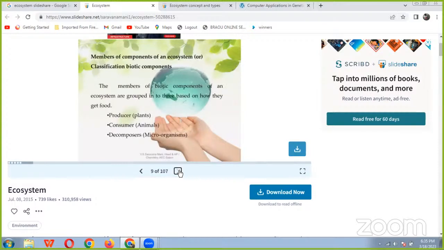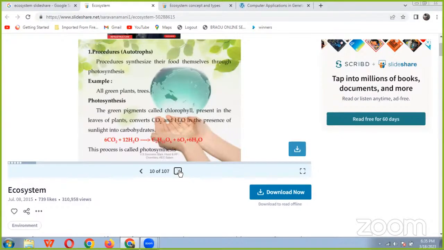The next one is the classification of the biotic components: mainly producers, consumers, and decomposers. These are all components of the biotic ecosystem. What are the producers? They are autotrophs, most of the plants. These produce their own food material themselves through photosynthesis. Mainly, for example, plants and algae. Examples are green plants, trees, and algae also.